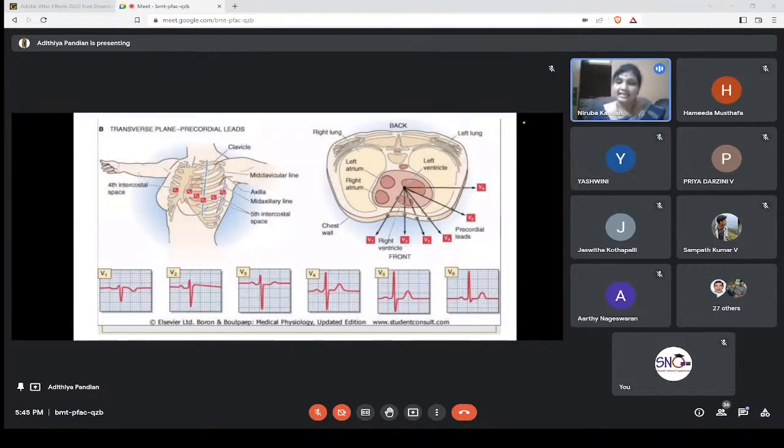In the middle, I asked you one question: why do we always take lead 2 as reference? Because lead 2 is between which two electrodes? Right arm and left leg. So it is in the same direction as the vector, so the waves will always be in a normal pattern. That is why we always take lead 2 as a reference. Next slide, please.